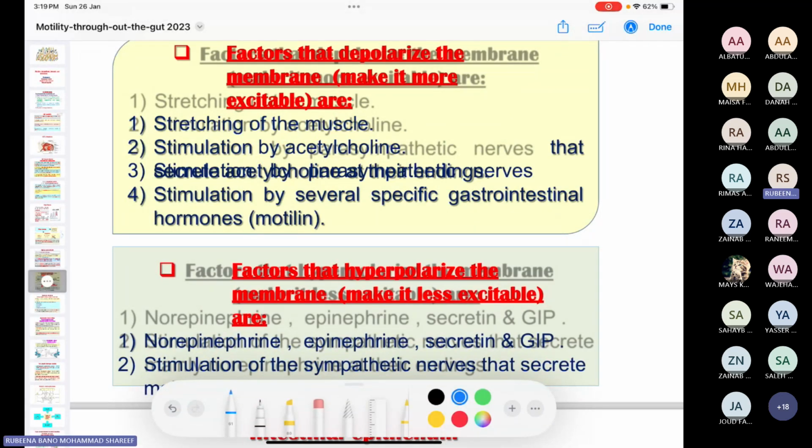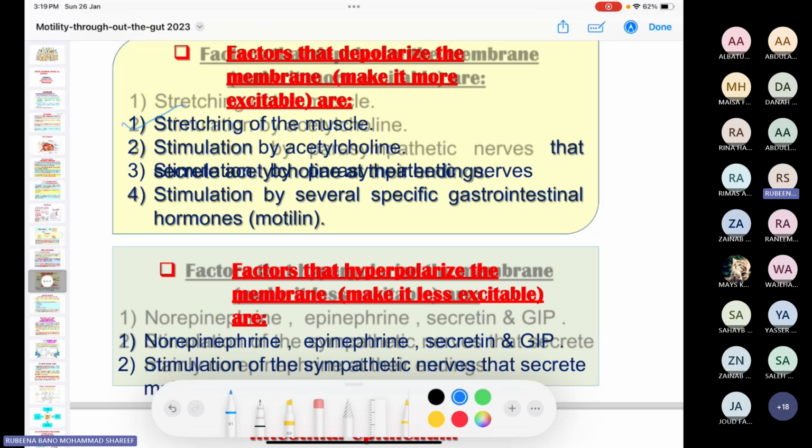Factors that depolarize the membrane are stretching of the GI wall or GI muscle. When we eat food and it reaches the stomach, it stretches the stomach wall or stomach smooth muscle, right? And when the food enters the small intestine, it again stretches there. So stretching is the stimulus. It will cause depolarization of the membrane.